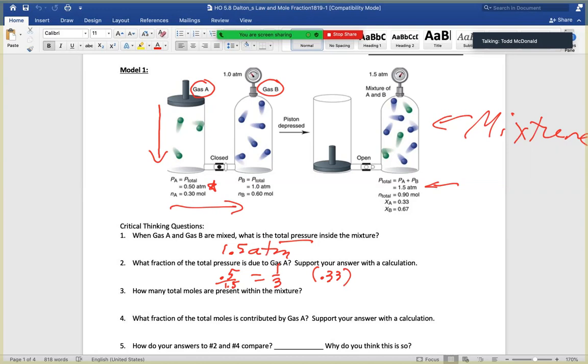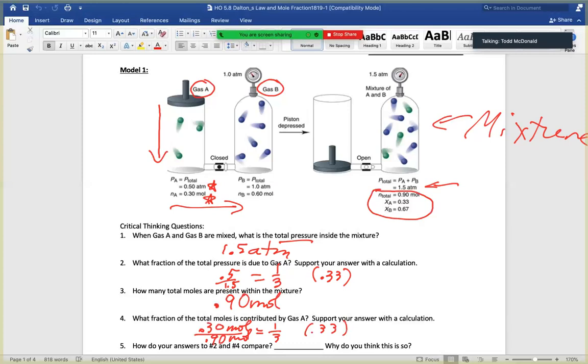It then asks how many total moles are present within the mixture. Looking at the data on the right side, I have a total of 0.90 moles in my mixture. The next question is what fraction of the total moles is contributed by gas A. Going back to the left side, I had 0.3 moles of gas A, and the total amount was 0.9. That is also 1/3, or 0.33.